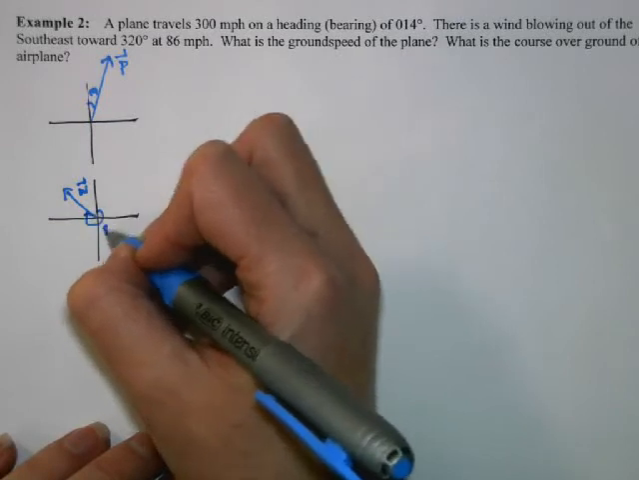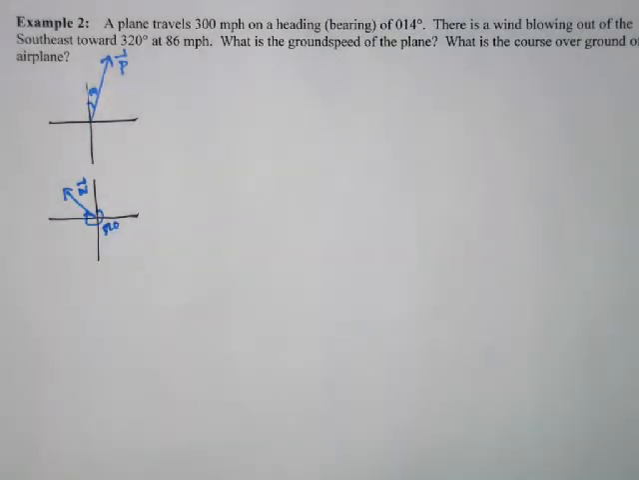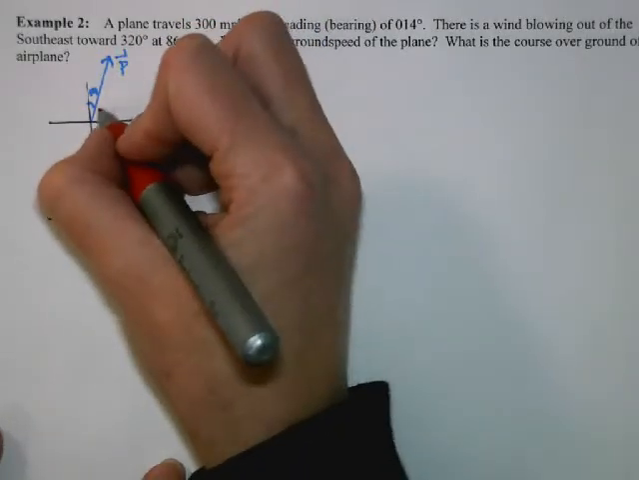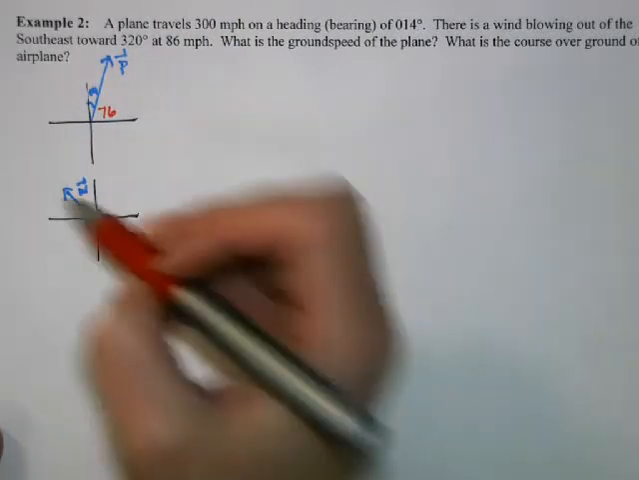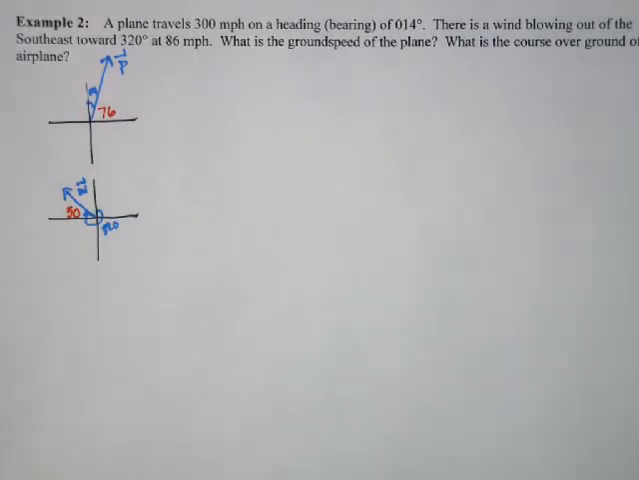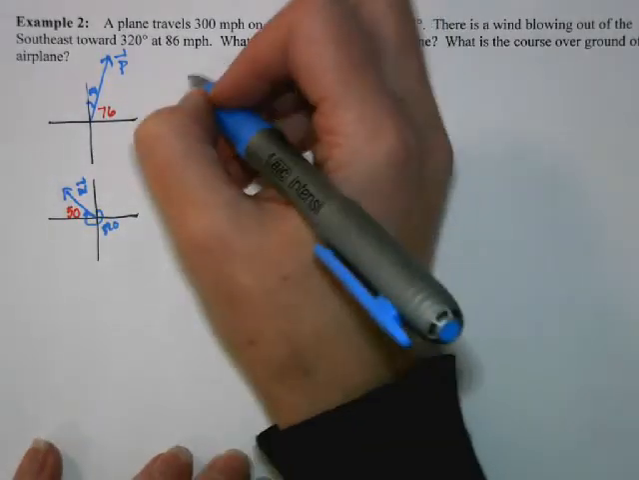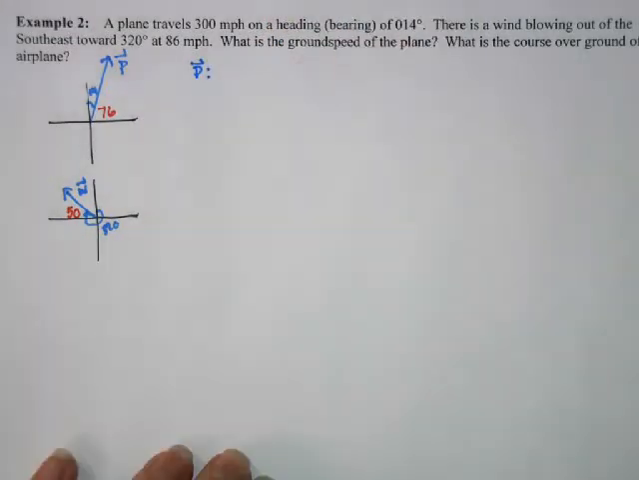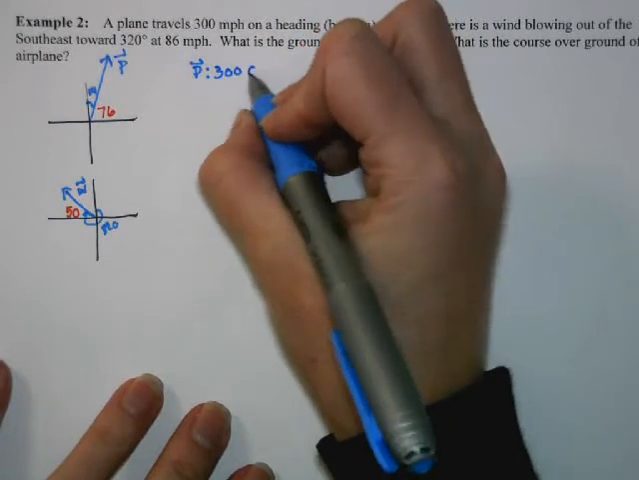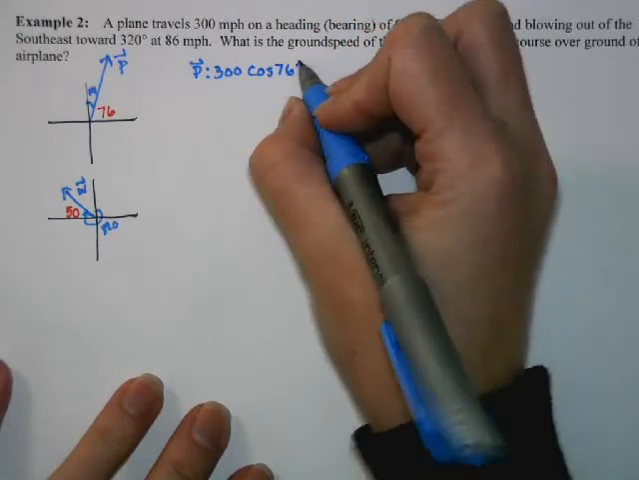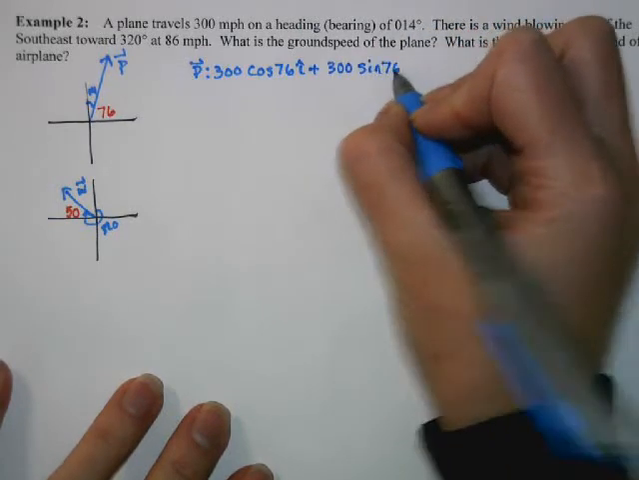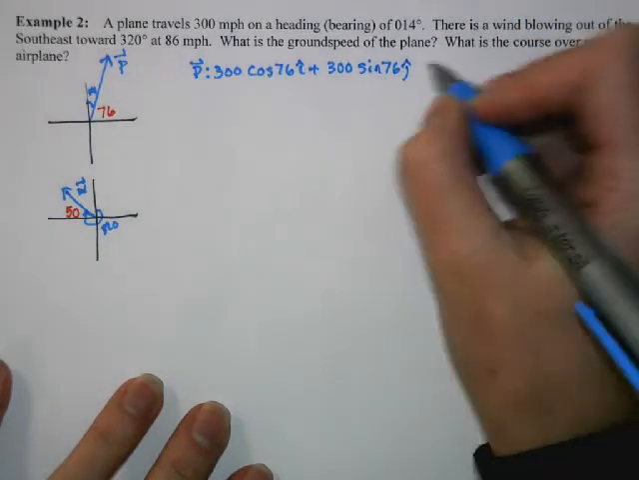Okay, so this is 320. We're going to break them down into their components, so I need the reference angles. If this is 14, that's 76. If this is 320, that angle is 50. So the first one's positive. So this will be 300 cosine 76 in the x direction, or i, plus 300 sine 76 in the j.